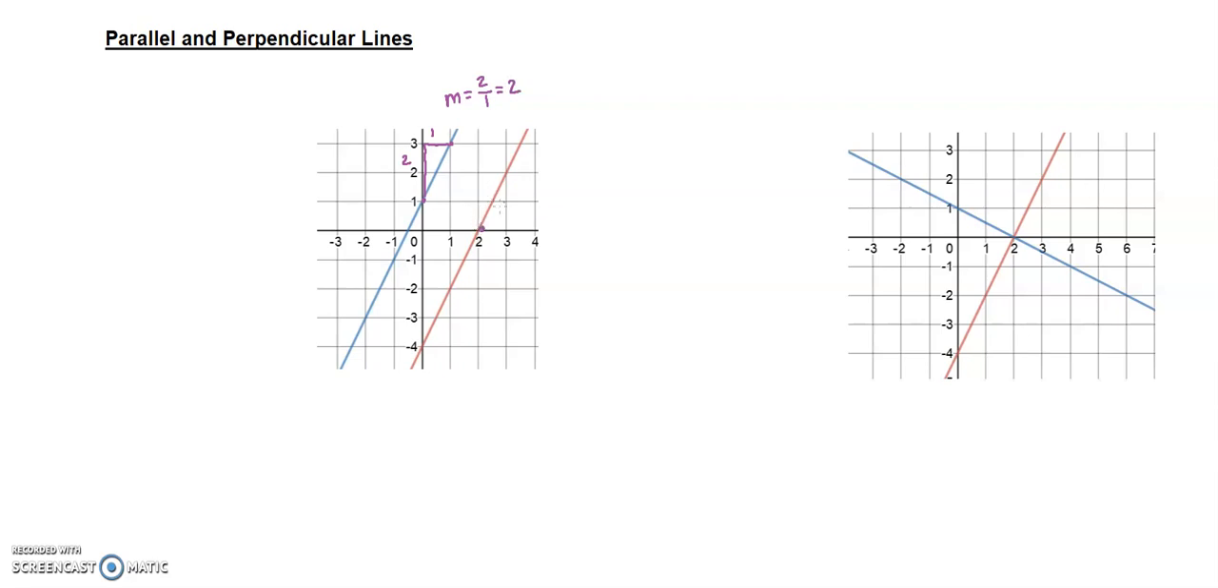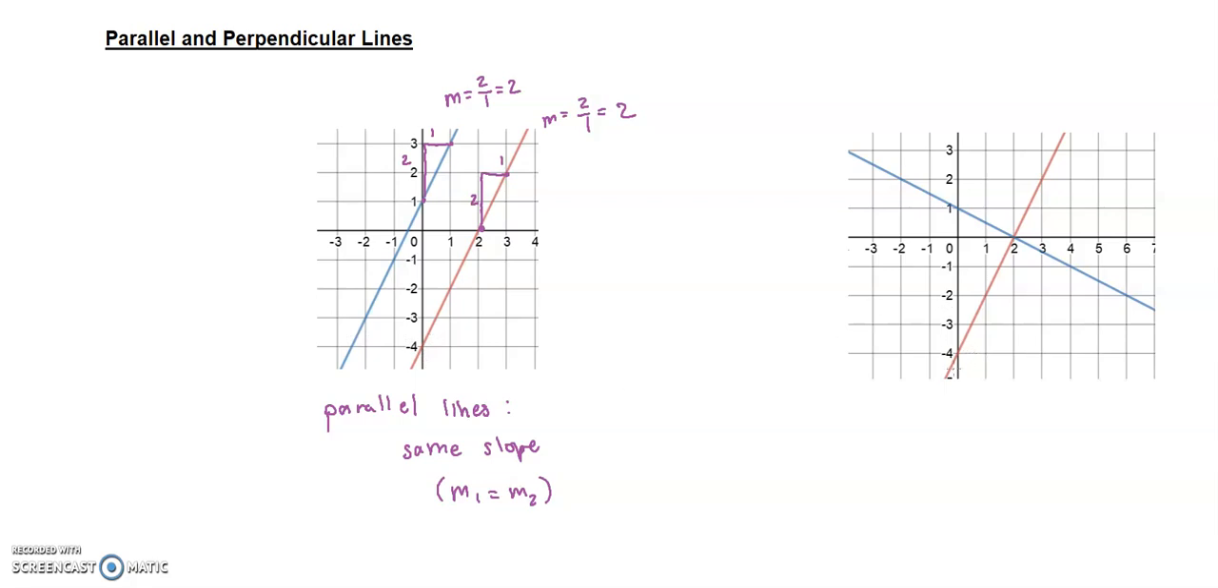Now if you look at the red line, it's got to do the same thing to stay the same distance apart. If it didn't do the same thing, it would be at a different angle and eventually they would intersect. So it's going to have to do the same exact thing, the same exact spacing, up 2 over 1. So the slope for this one is also 2 over 1, which is 2. So this is just one example, but parallel lines always have the same slope. Sometimes we say m1 equals m2. The slope for one is the same as the slope for the other.